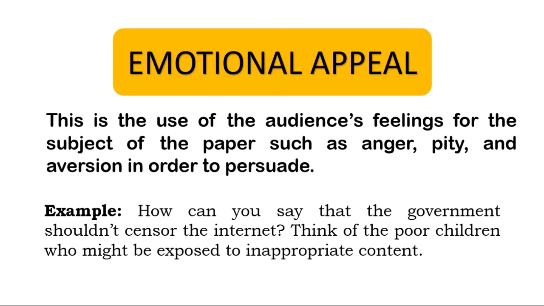Since people will generally want to protect children, and since no one wants to adopt a stance that will purportedly harm them. So this is a good example of an emotional appeal.